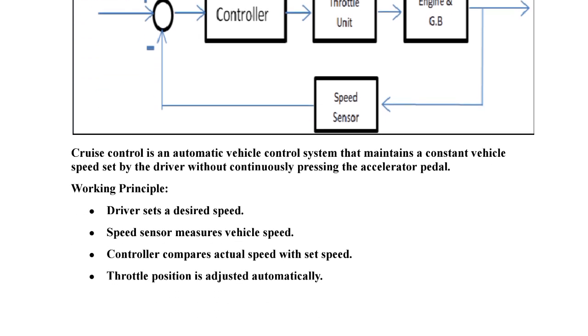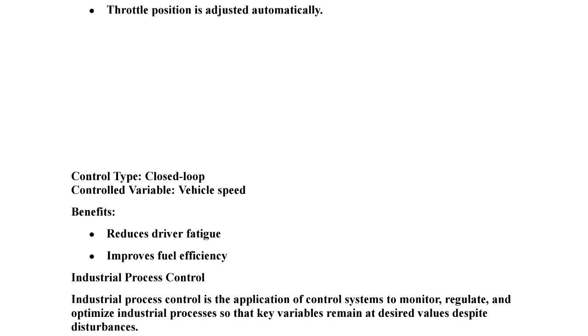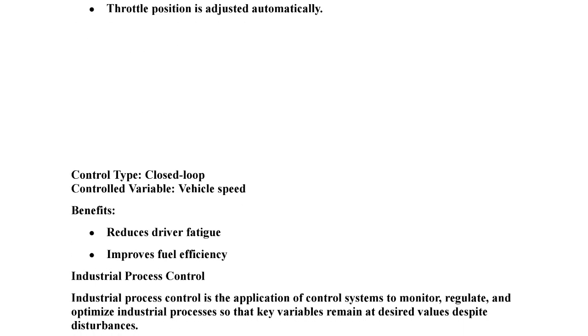Based on this operation, it maintains the constant vehicle speed set by the driver without continuously pressing the accelerator pedal. That is the main purpose here. The working principle is, first the driver sets the desired speed, the speed sensor measures vehicle speed, and the controller compares the actual speed with the set speed, and the throttle position is adjusted automatically. Here also the control type is closed loop and the control variable is vehicle speed, and the benefits are reduced driver fatigue and improved fuel efficiency.